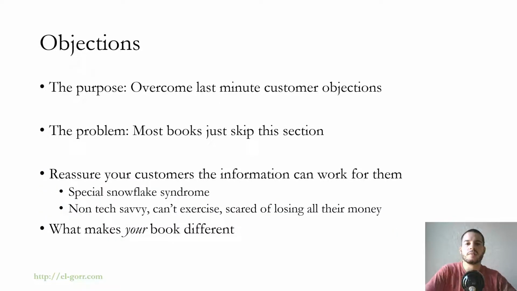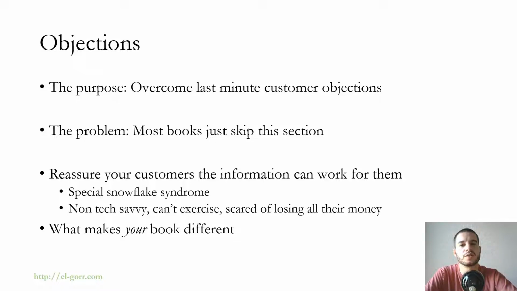After your bullets comes the objections section. The purpose of this is you overcome last-minute customer objections. The problem is that most books just skip this section completely. So they have the bullet points and then they just go into the close. Your customers are always going to have last-minute objections. Why they won't buy. That's just the nature of sales. People are always looking for an excuse not to buy. However, you have to reassure your customers the information can work for them.